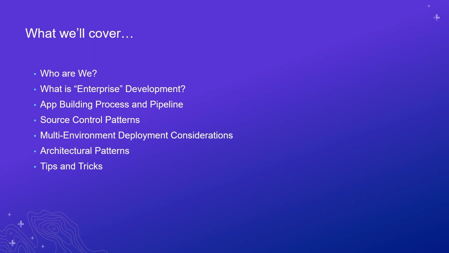So these are the things that we're going to go over today. We're going to dive a little bit more into what we mean by enterprise development. We're going to talk about an app building process and pipeline. So really you can think of this as the way you get your application from source code that you've got written all the way out to a deployment and running on a server. We use pipelines to do that, and we'll walk through each stage of that pipeline.